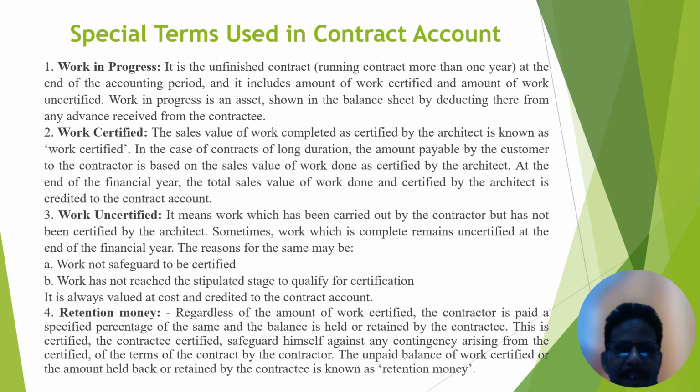Now the next term is retention money. Regarding this, on the amount of work certified, the contractor is paid a specific percentage of the same, and the balance is held or retained by the contractee. The contractee does this to safeguard himself against any contingency arising from non-fulfillment of the terms of the contract by the contractor. The unpaid balance of work certified, or the amount held back or retained by the contractee, is known as retention money.